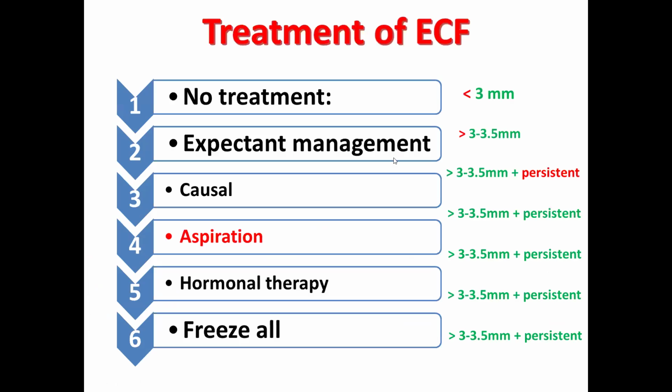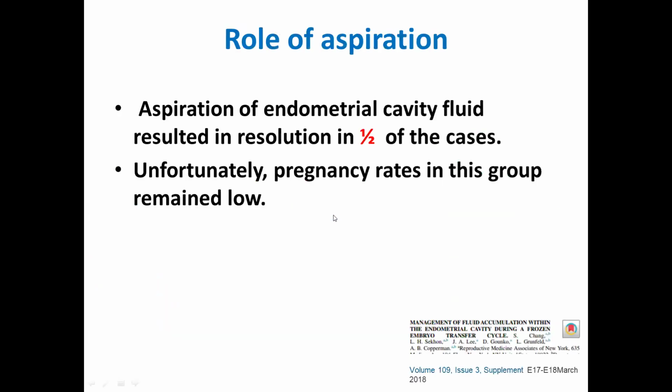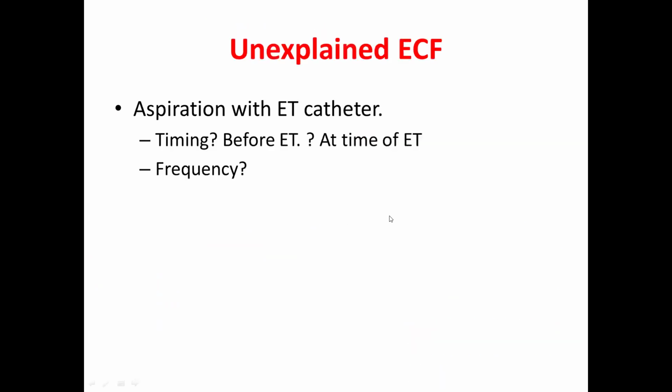as found in our study. Some doctors say, no, we don't need to do any surgical intervention. I'll do aspiration. Aspiration is a good option for the endometrial cavity fluid. It reduces the fluid from the cavity by introduction of an embryo transfer catheter and aspirating the fluid. And in some studies, it has been found to make a resolution in half of cases. Unfortunately, pregnancy rate in this group remains low, because you should consider the cause of accumulation.